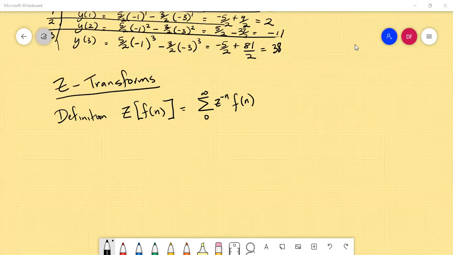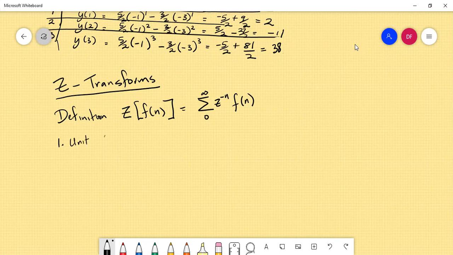All right, so we want to talk about the Z transform for functions. We are going to start with the usual culprits. The definition for the Z transform is the summation from 0 to infinity of z to the minus n multiplied by the function. So let's work on some Z transforms. Let's work with the unit step.